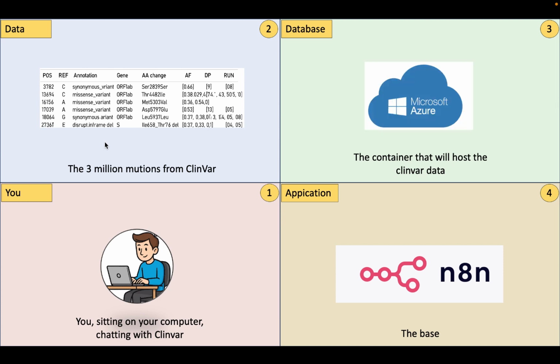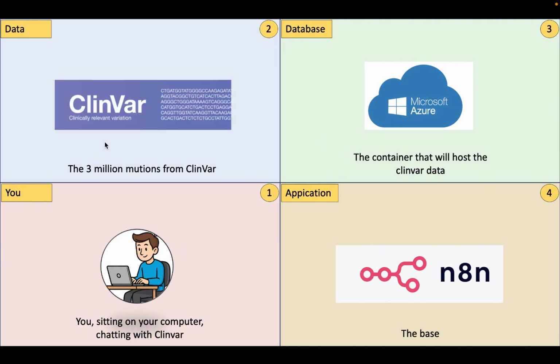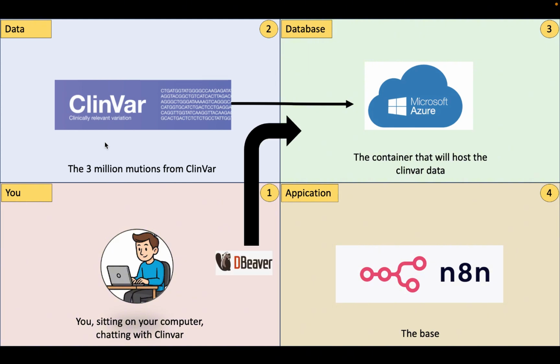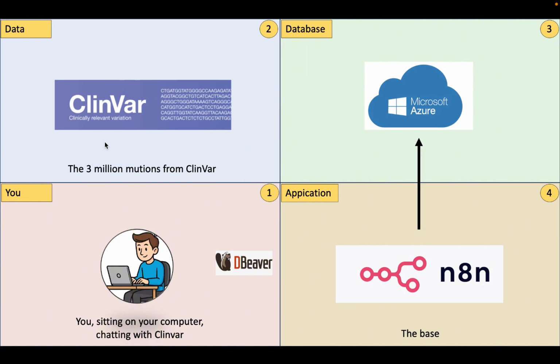The database is actually Microsoft Azure, and the data, it's the ClinVar data from the NCBI website. So the ClinVar data will be poured inside the Microsoft Azure database, and you will be doing this process via a tool called DBeaver. So you would use this tool in order to put the ClinVar data inside Microsoft Azure. And then, through n8n, you will be interacting with the Microsoft Azure database via a tool called PostgreSQL, which you will set up inside n8n.